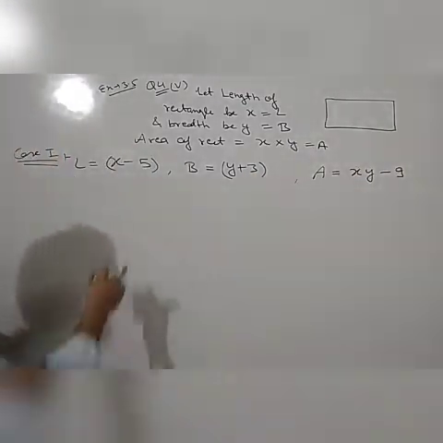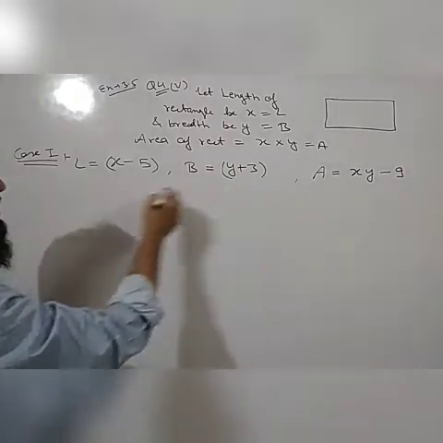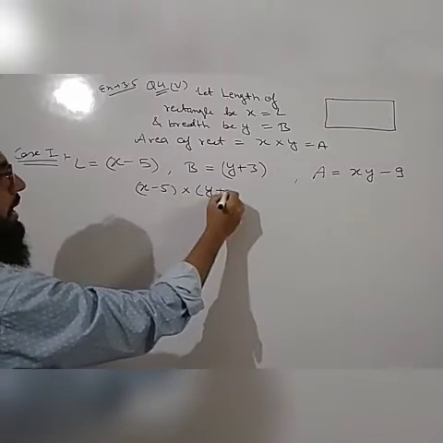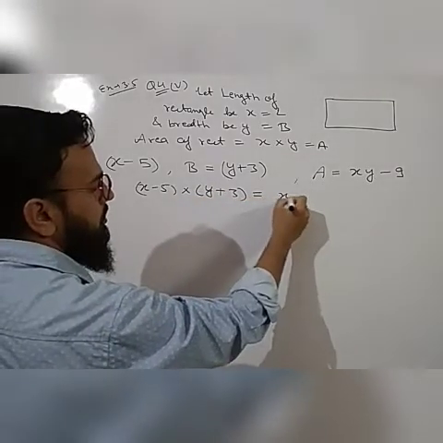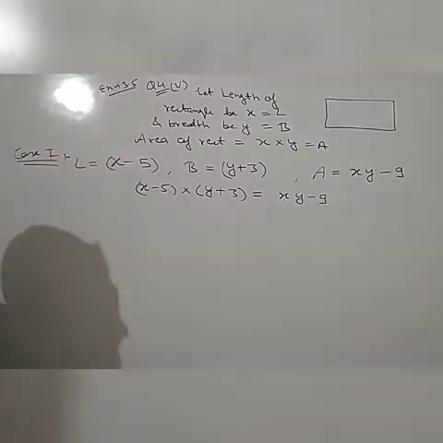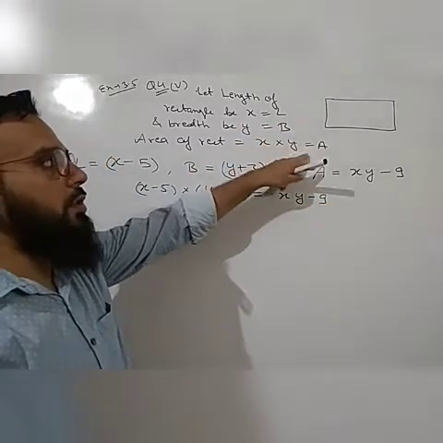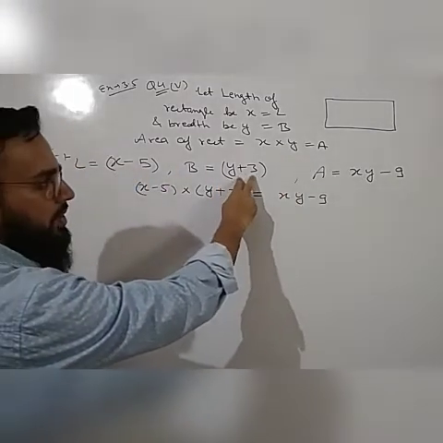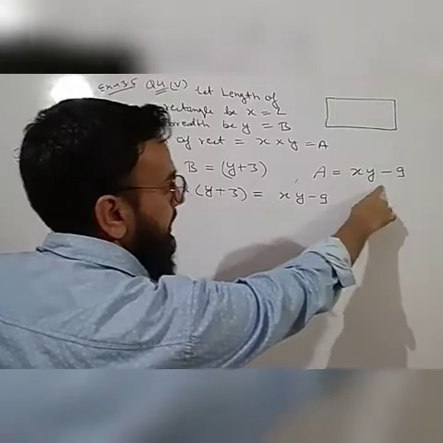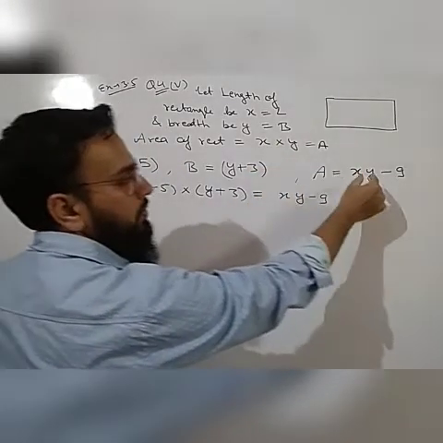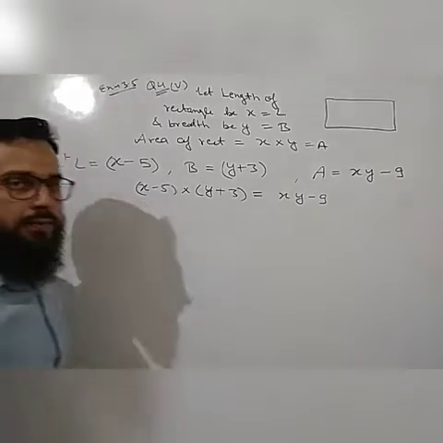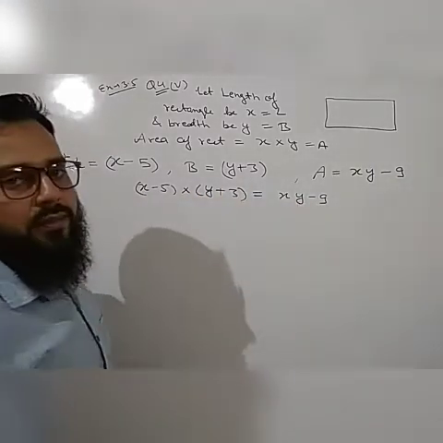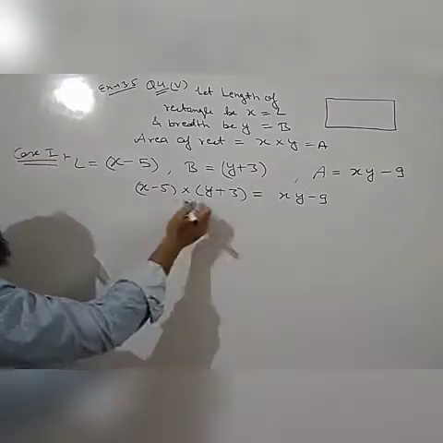So we can write it as length into width is equal to area. That means x minus 5 into y plus 3 will be equal to xy minus 9. Because L into B is equal to area. So it was xy, but now length is x minus 5, breadth is y plus 3, and area is reduced by 9. Initial area was xy, so the final area will be xy minus 9. So I have just put in the values. Length into breadth is equal to area. Clear? Now solve this. Multiply both the brackets.